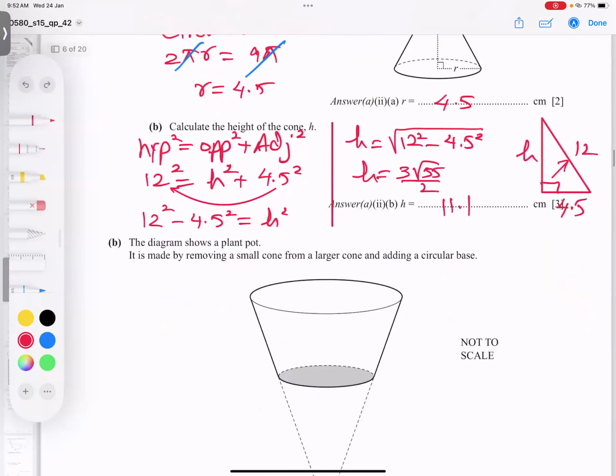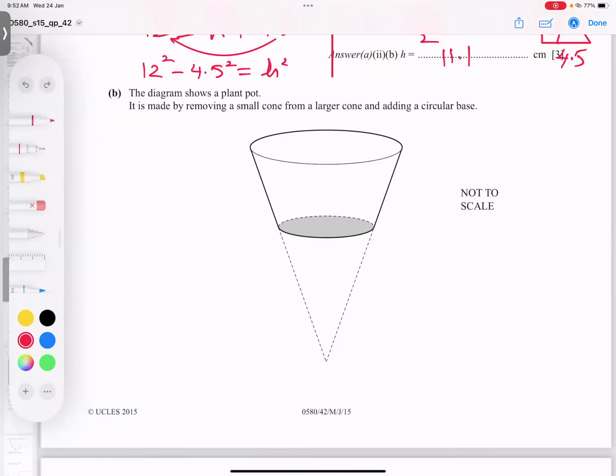That's it. Let's go for a little bit harder idea, not an easy idea. But I believe, inshallah, if you listen to me, you will understand. The diagram shows a plant pot. It is made by removing a small cone from a larger cone. I'll give an example to you. This is a big cone.